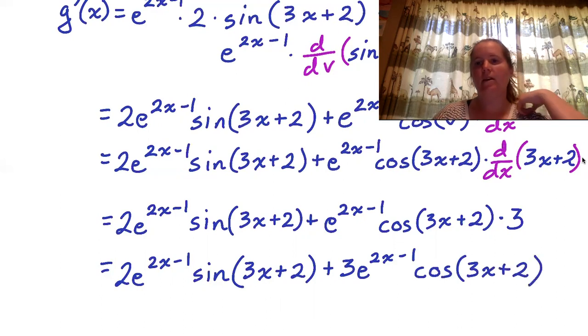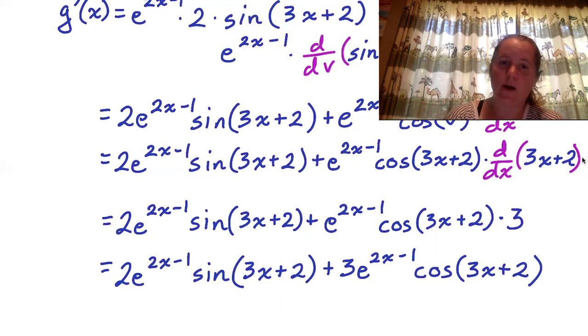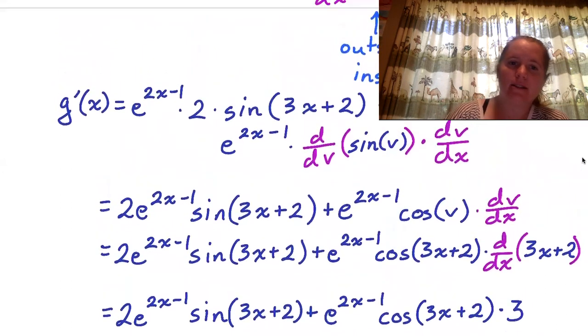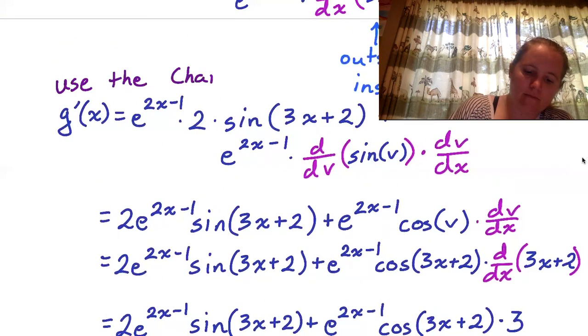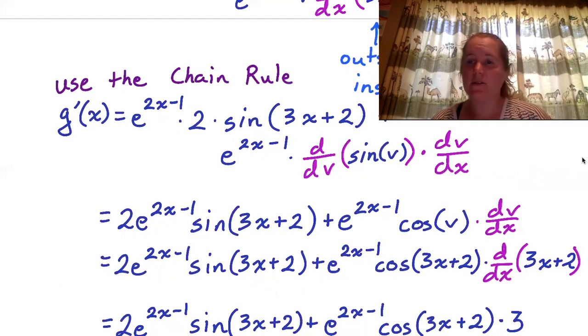So again, this was using that product rule first, and then both components of the product rule required us to then use the chain rule as well. I realized I forgot to state up here that we are once again using the chain rule. So we use the product rule first, and then we use the chain rule on two separate things.